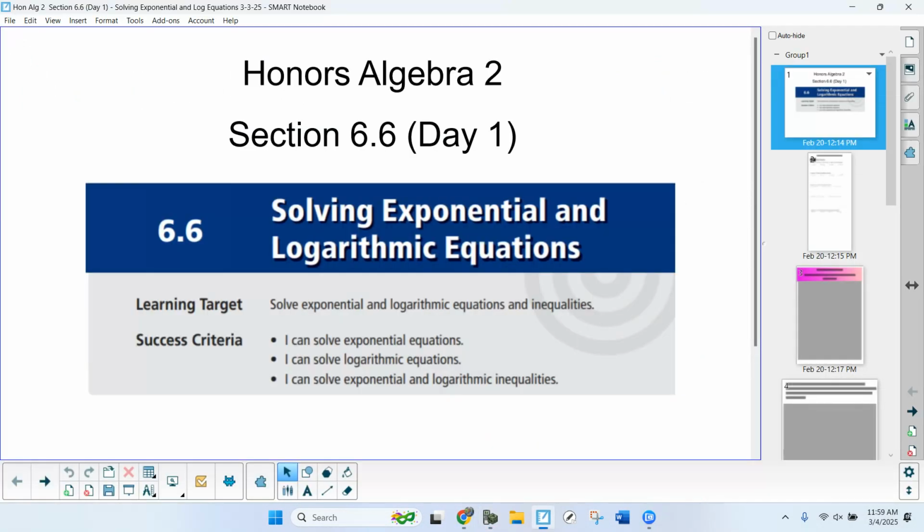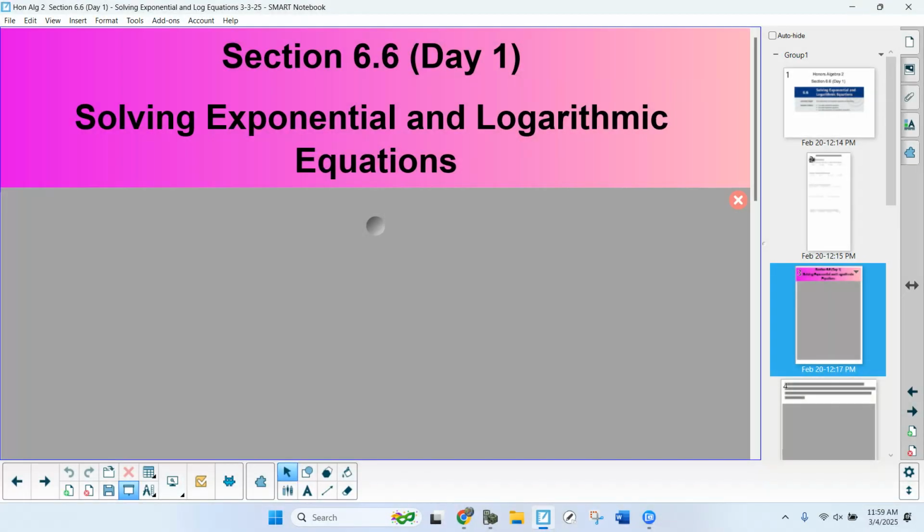All right, so let's go ahead. Review what Coach Mattingly taught you yesterday. There are 3 ways you can solve a log or exponential equation. Who can give me one? Same base. Make the same base.